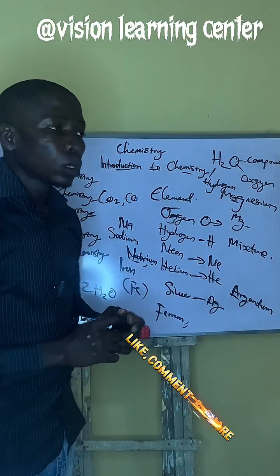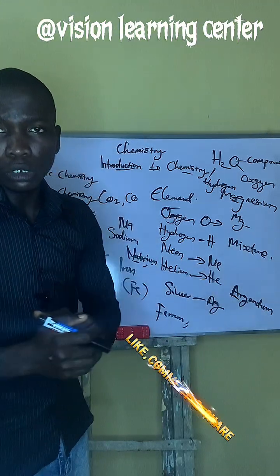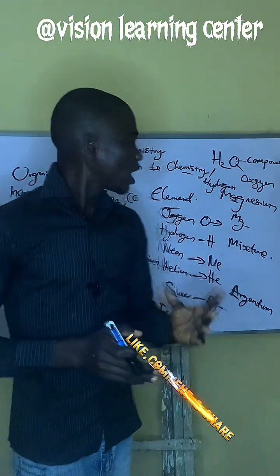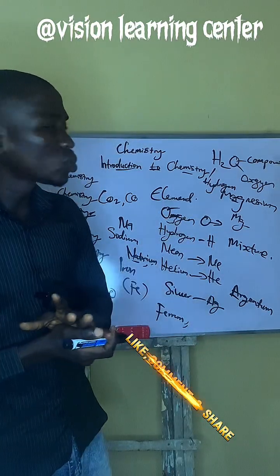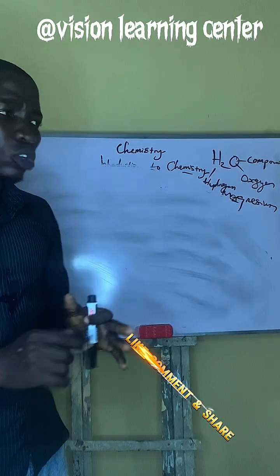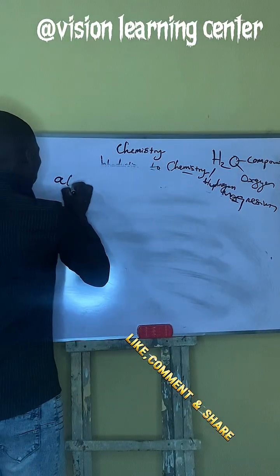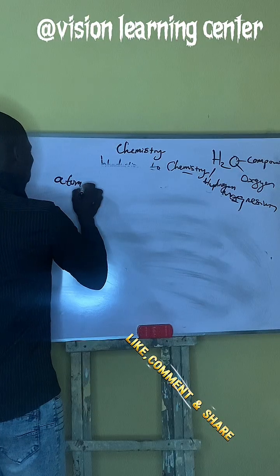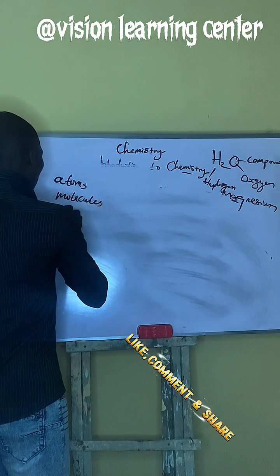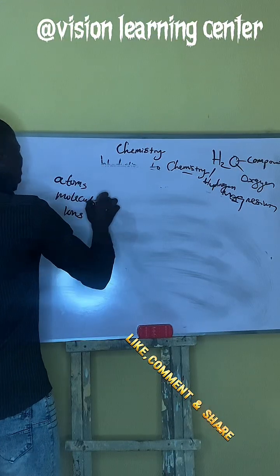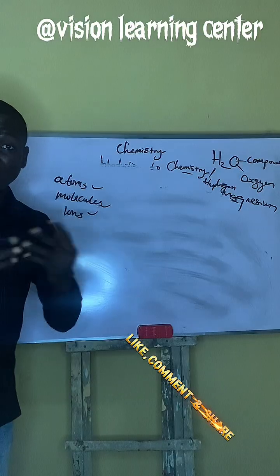Okay, I've given an example of mixture, air, and crude oil. Okay, then let's look at atoms before we go over to separation techniques: atoms, molecules, ions. Let's look at this component of chemistry before we go back to separation techniques.